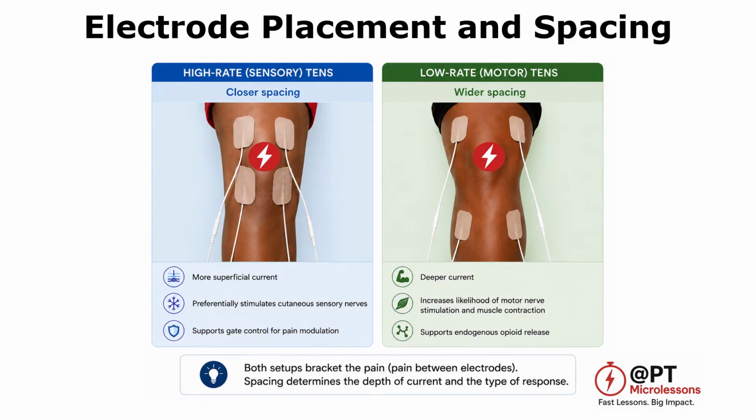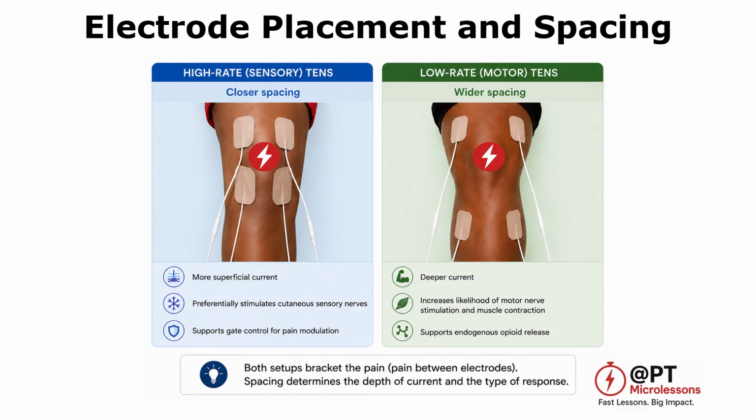Now let's look at placement and spacing together. In both of these examples, the goal is to bracket the pain, meaning the painful area is positioned between the electrodes. For high rate or sensory TENS, the electrodes are placed closer together. This creates a more superficial current and preferentially stimulates sensory nerves.